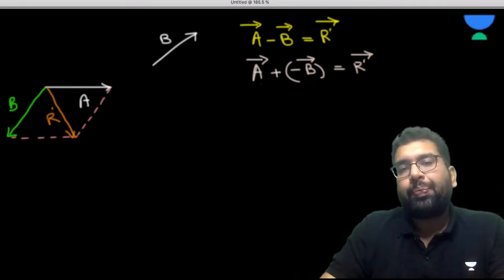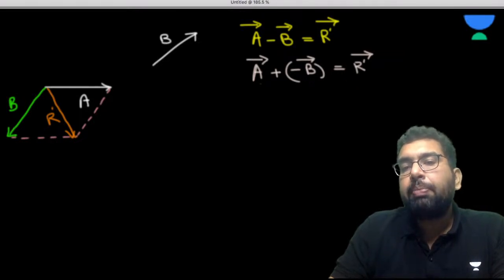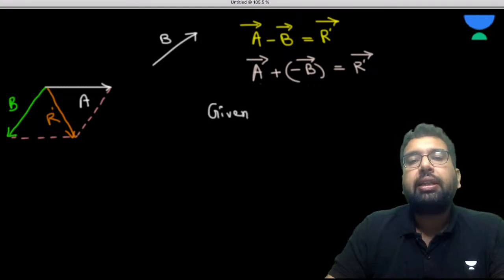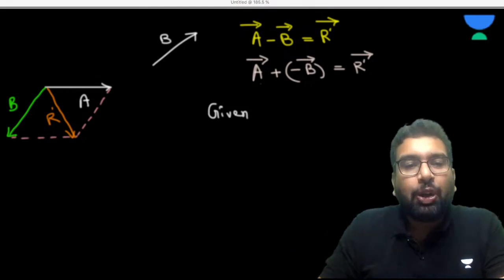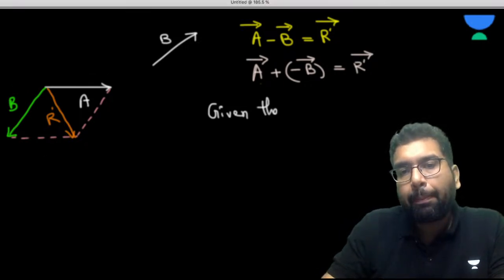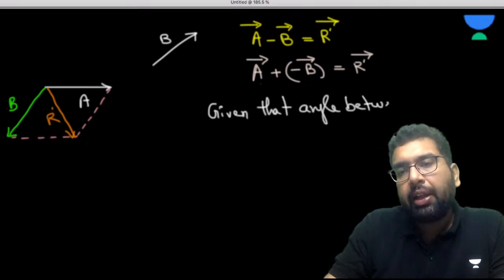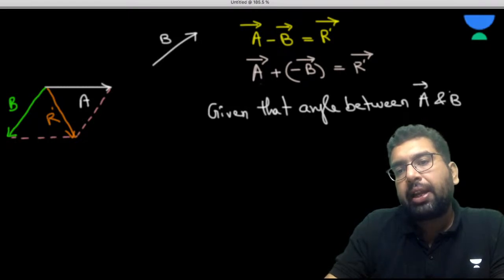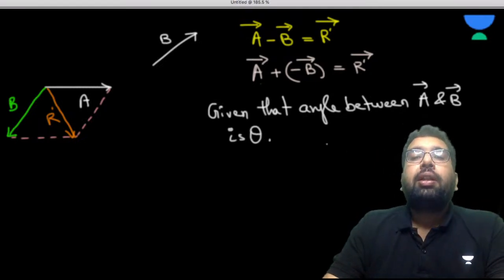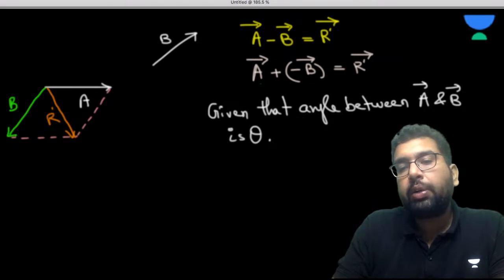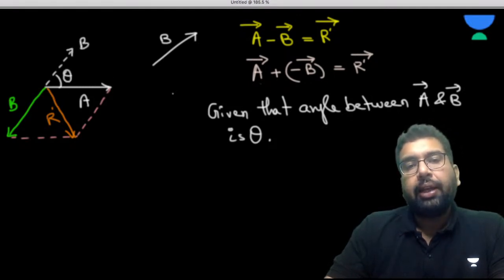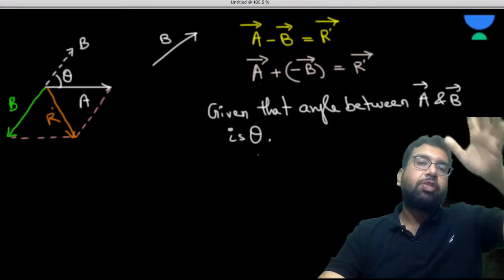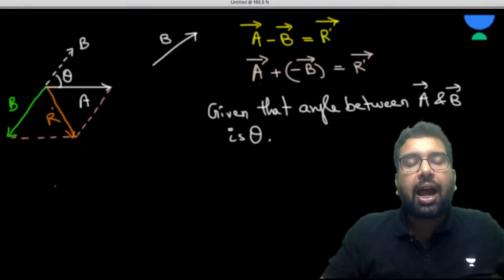Now, if you want to develop the formula for R dash, remember, see how it says, the angle between A and B, not the angle between A and minus of B. So given that the angle between vector A and B is theta, if I take this B here, remember this angle is given now. Now if I want to make a beautiful formula out of this R dash, how are we going to do it?